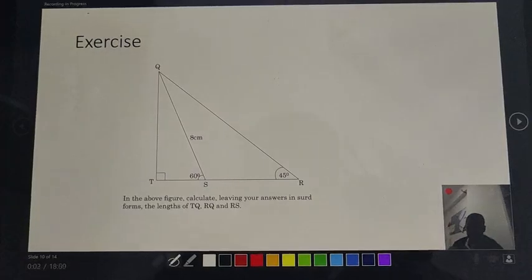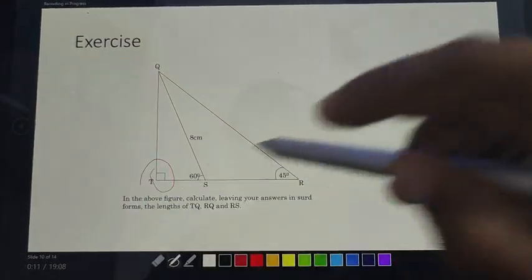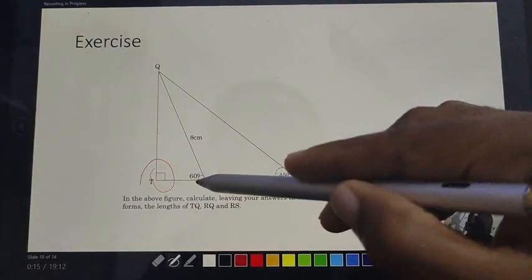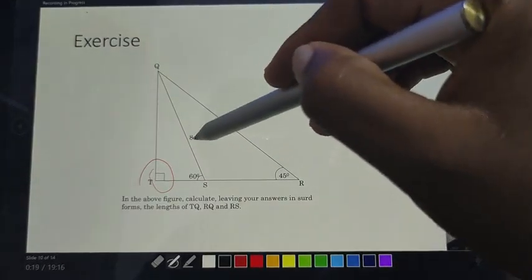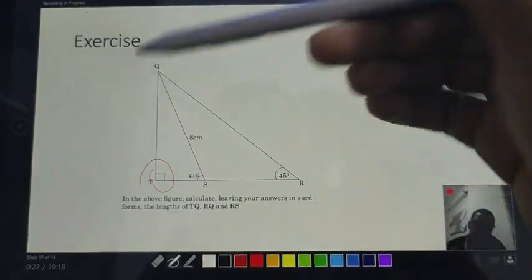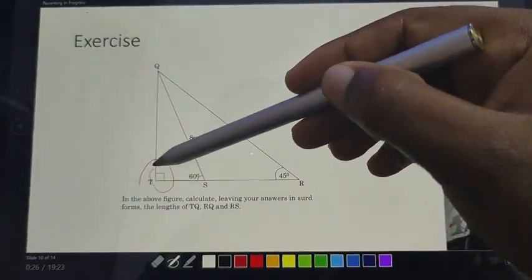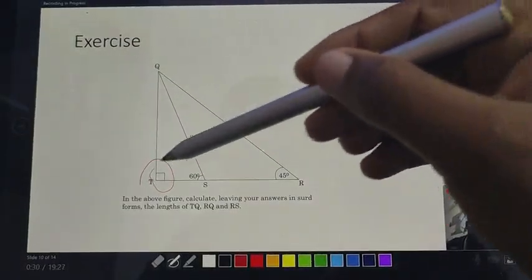Finally, let's look at this exercise together. In this triangle, we are assured that it is a right-angled triangle because of that box there. We are given that angle, we are also given that angle, and we are given that side. In this case, there are a number of triangles, but we are interested in 2 triangles.